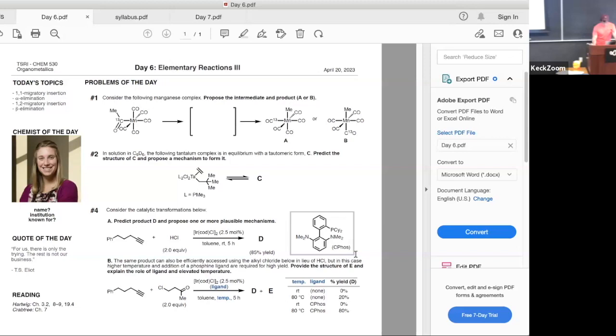And then take a look at this screening data or optimization data shown in the table, the bottom right. And try to come up with an explanation for why in this bottom case, the reaction seems to benefit from higher temperature and from the presence of CFOS ligand, and the structure of CFOS is shown there. So let's take a couple minutes to think about that on your own, discuss with your neighbor, and then we'll discuss as a class.